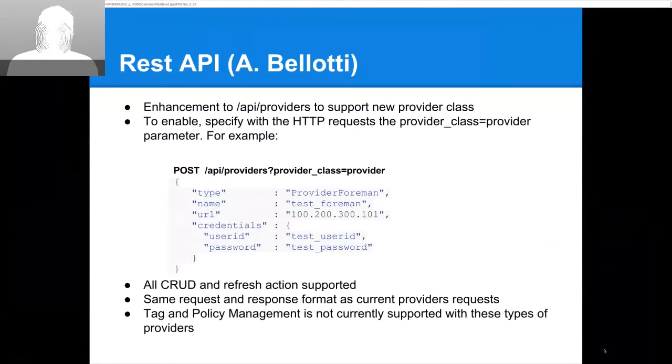To Alberto for the REST API. Alrighty, good morning. So this last sprint, we've enhanced the API providers collection to support the newer alternate provider class, and this enables us to do all the CRUD operations as well as refresh for the new providers like Foreman here as an example. So all the HTTP methods get, post and delete can be redirected to the new class via the new parameter shown here, provider_class=provider.